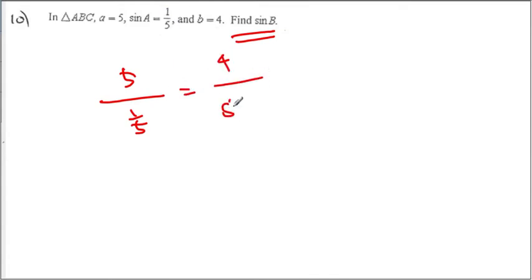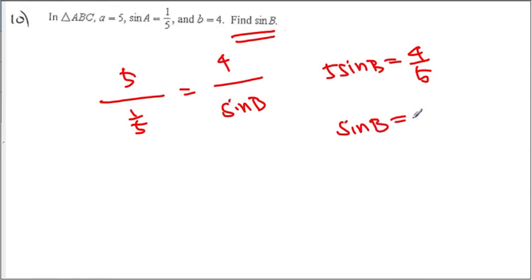Here we'll be using the law of sines. So 5 over 1/5, which is sine of A, must be equal to 4 over sine of B. By cross multiplication, we get 5 sine of B must be equal to 4 over 5. Then when we divide by 5, sine of B would be equal to 4 over 25. That becomes our answer.